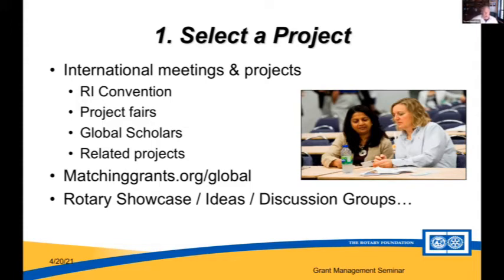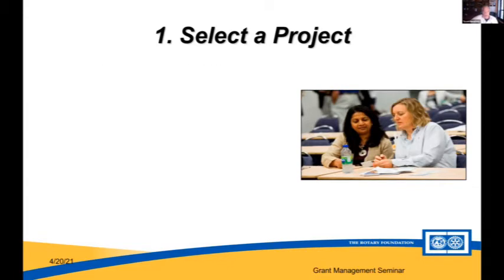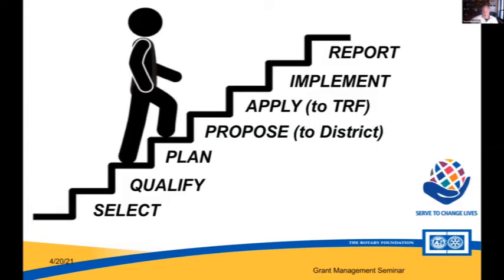One of the sites Jim talked about was matchinggrants.org. If you go there, there's dozens and dozens of global grants. Go to the site, go to the left side, which is global grants, and click on it. It'll list all the global grants that are in process. That could be in the planning stage, the application stage, the implementation stage, or the completion stage. So there's all kinds of projects all over the world. Again, your relationships with other Rotarians is the best way to come up with an idea for a global grant.